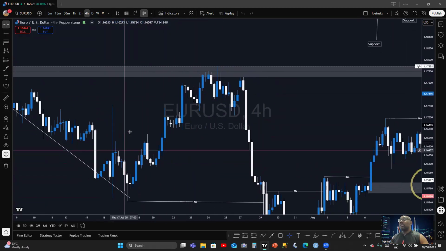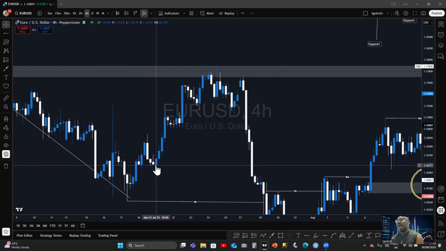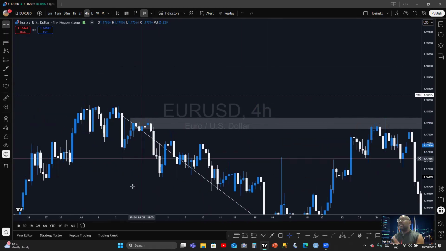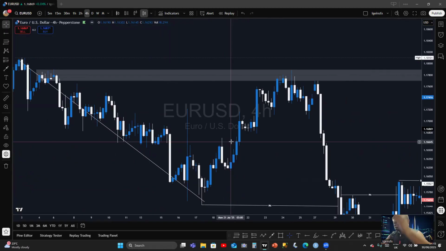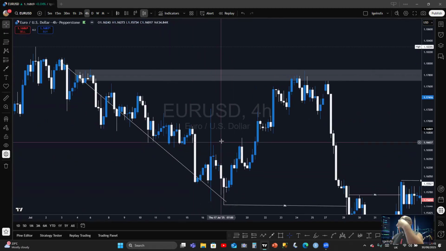How do you look for opportunity? Wait for price to pull back to a support level, then you buy. If it's bearish, wait for price to pull back to a resistance level, you sell. Guys, this is how to trade. As far as I'm concerned, you don't need any other thing. All right? You don't need any other thing.